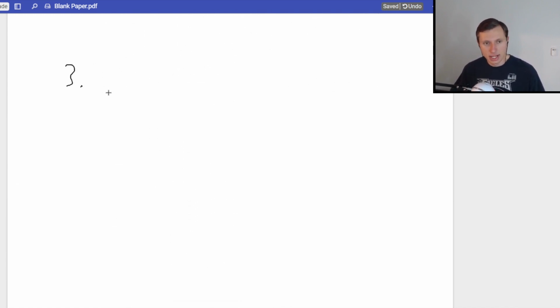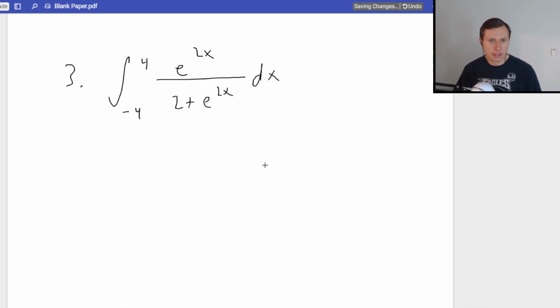Number 3. I have the integral from -4 to +4 of, in the numerator, e to the 2x, denominator, 2 plus e to the 2x dx. This is a very hard problem.